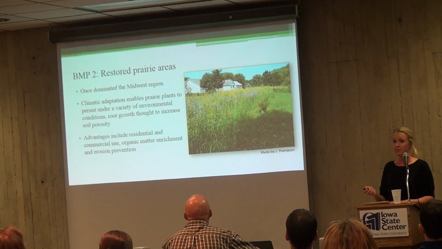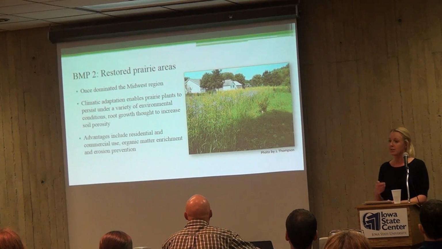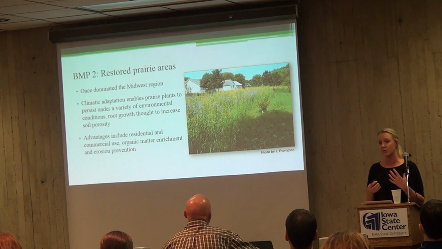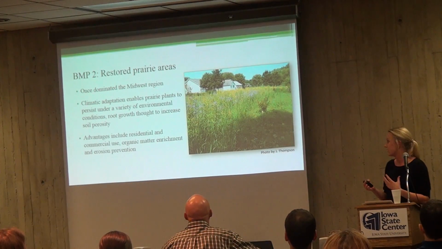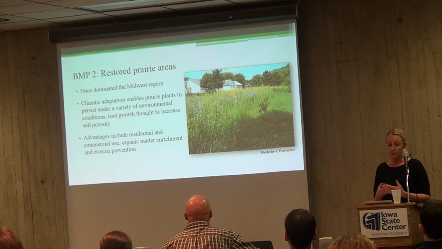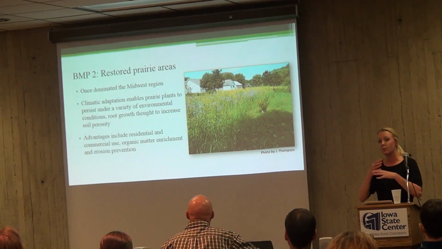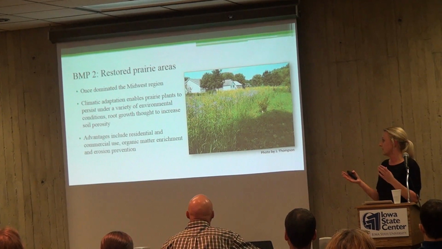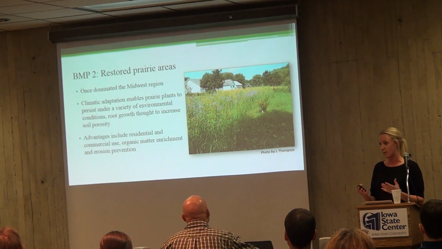The second type of BMP we looked at were restored prairie areas. They once dominated the Midwest, and their climatic adaptation allows prairie plants to survive extreme weather events. The advantages, besides that of native prairie plants, include organic matter enrichment, erosion prevention, climate adaptability, and like traditional turf grass, they can cover a wide array of areas, like residential and commercial areas, but without that need for excess fertilization to maintain lawns.